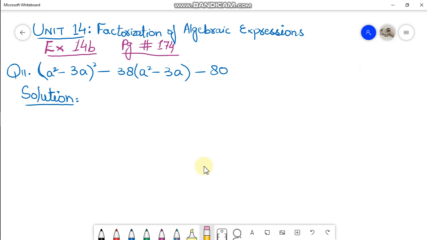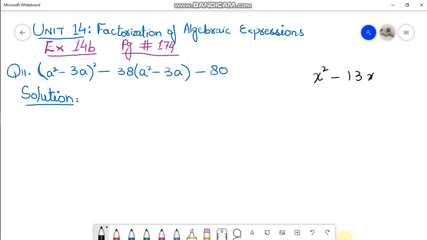Okay students, this question is not different from the others, because they have similarly provided us a value with a square, and the same value with power 1. We used to see this type of question in the same exercise. If you remember, we have solved these types of questions.